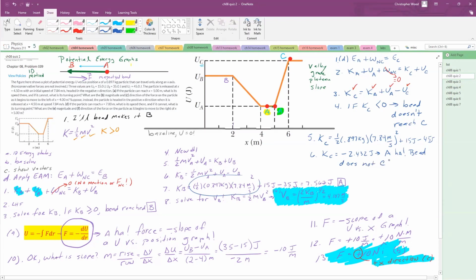Does not reach point C. So now I have to find out where it stops. So that's a big step. I mean, you're thinking that's a lot of work just to figure out a stop. But you got to go through it.